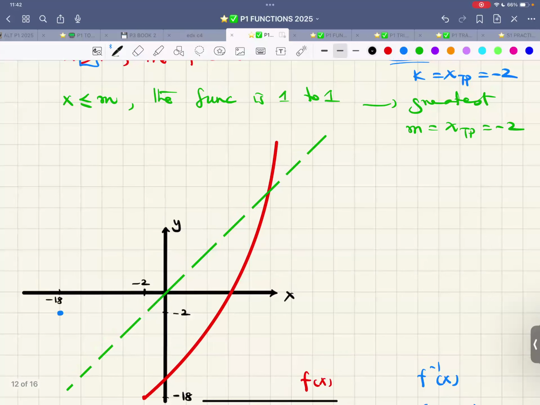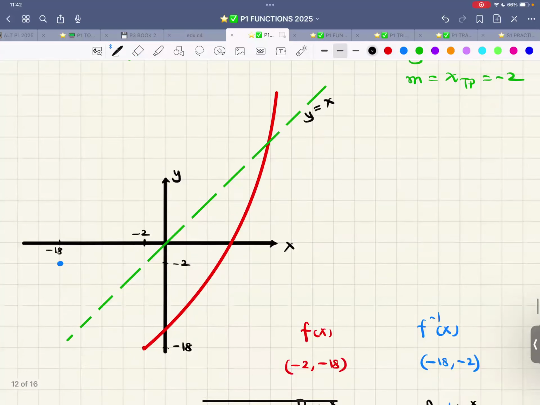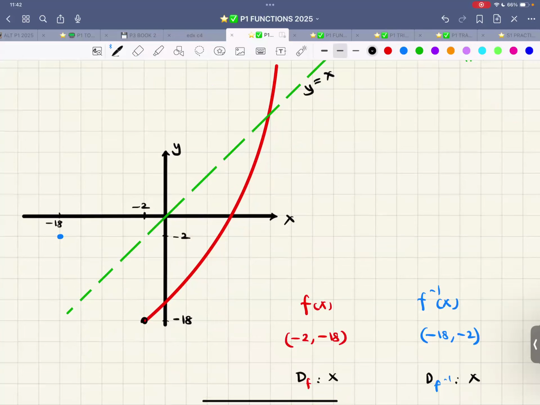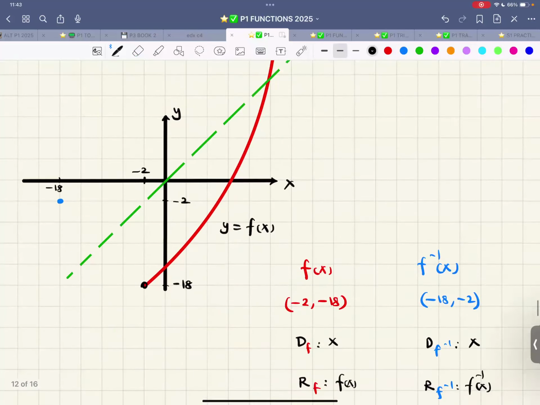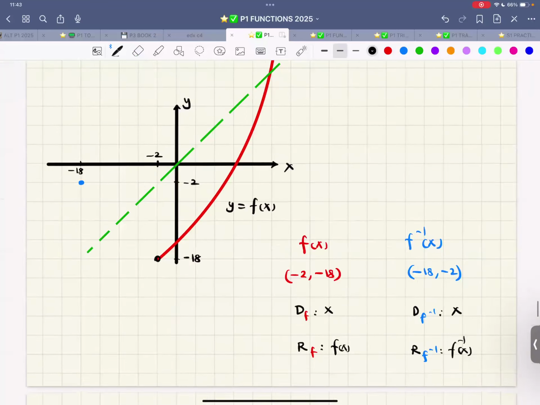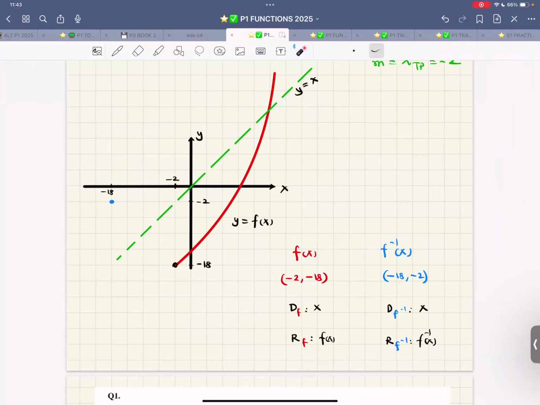So let me write over here. This is y equals x, the red one. That is the turning point. That is y equals f(x), the red one. And by looking at the graph, tell me the range. The lowest value is negative 18.